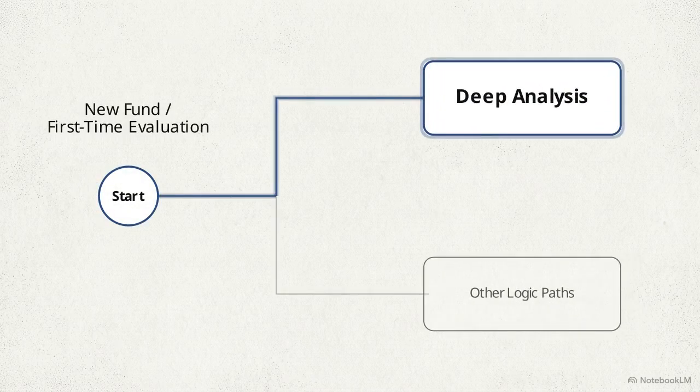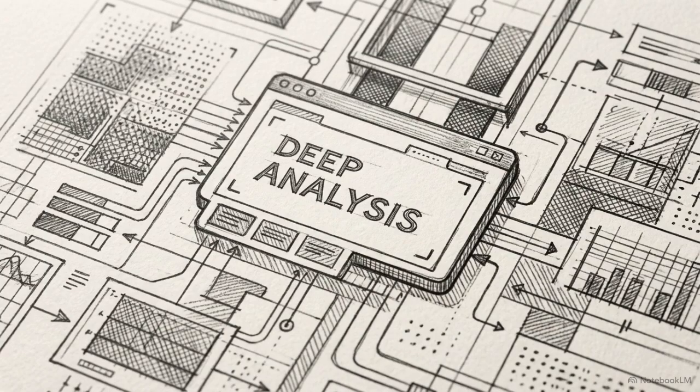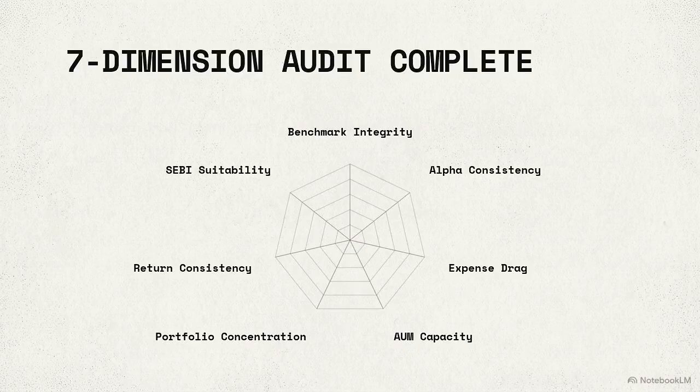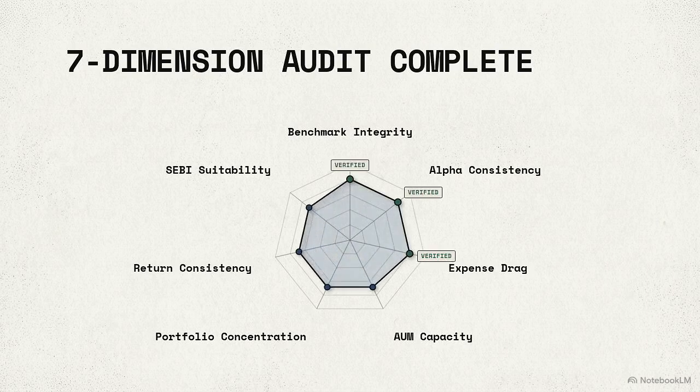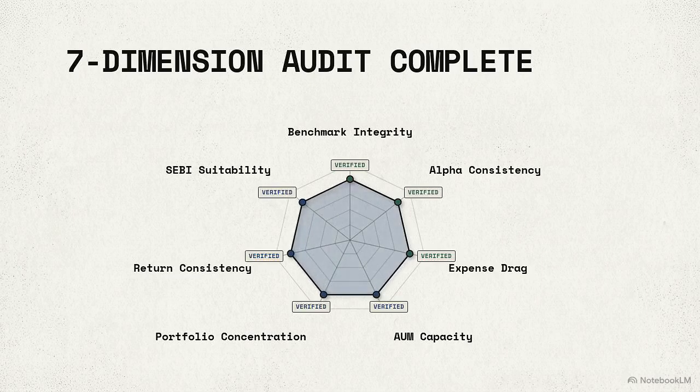When evaluating a fund for the first time, the decision tree points to the deep analysis template. This template acts as the mandatory baseline for stress testing the fund's absolute quality. The 7-dimension audit begins by testing benchmark mandate integrity, alpha consistency, and compound expense drag. It further examines AUM capacity constraints, portfolio concentration, and quartile return consistency.